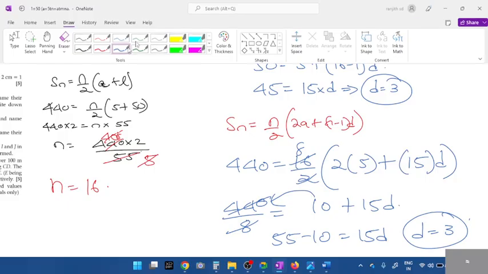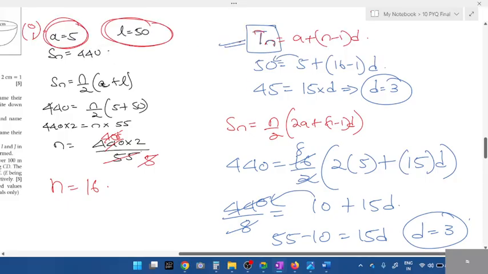So you don't get confused, use any formula, either T of n. If you know the logic, T of n and L are the same. Last value, you can just replace that with L. Complete this. Try the first one.